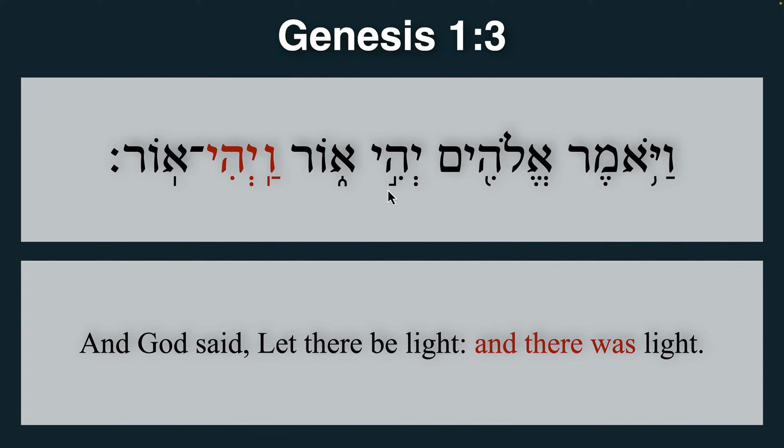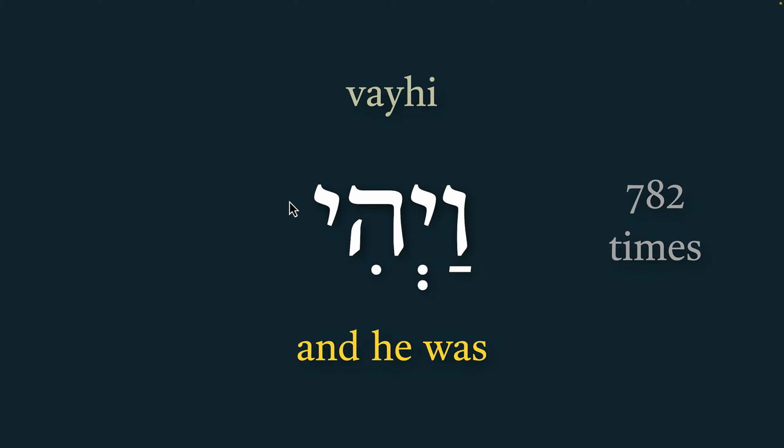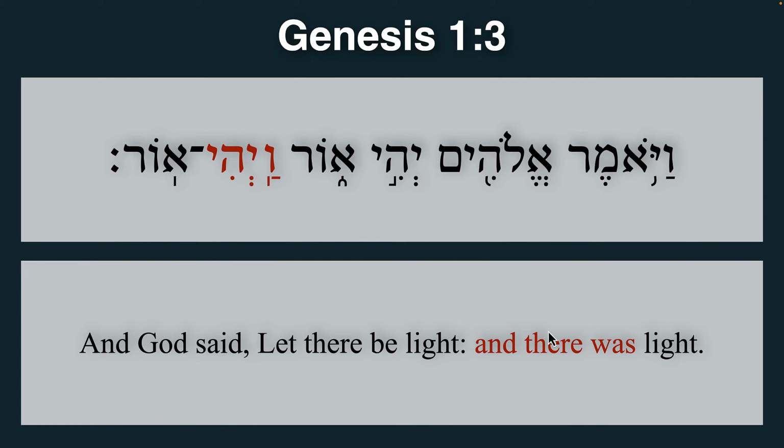So both Yehi and Vayhi are forms of the verb Hayah: Hey, Yod, Hey. And it means, we read here, and God said, let there be light, and there was light. Well, the meaning is, and he was light, and the light was. Who is the he? That's the light.